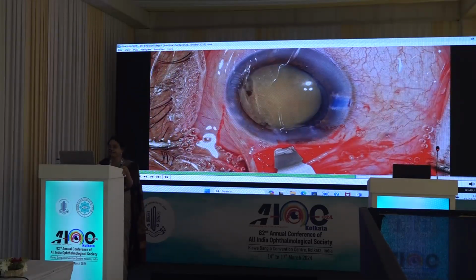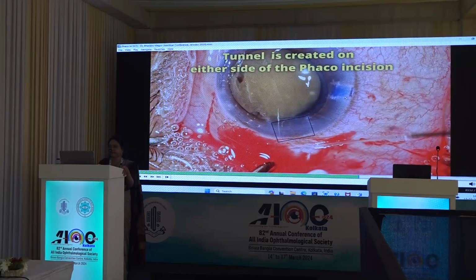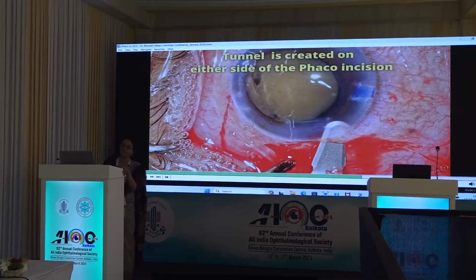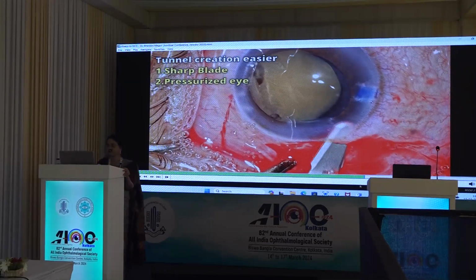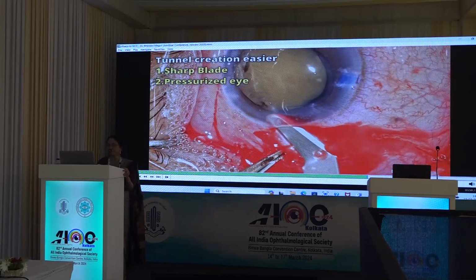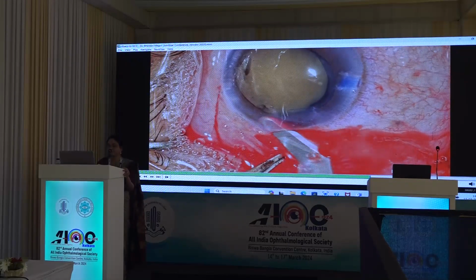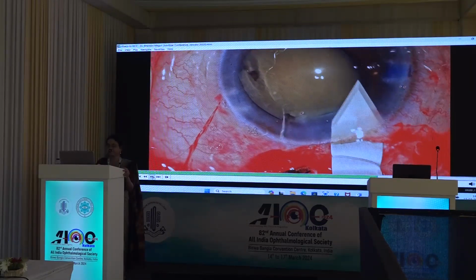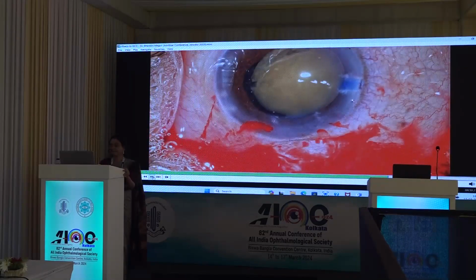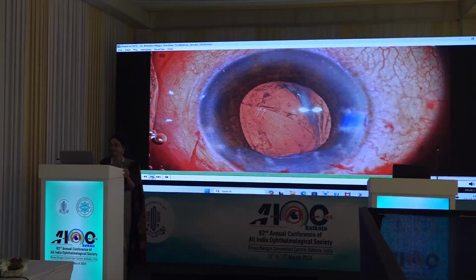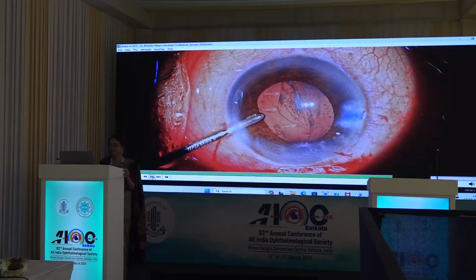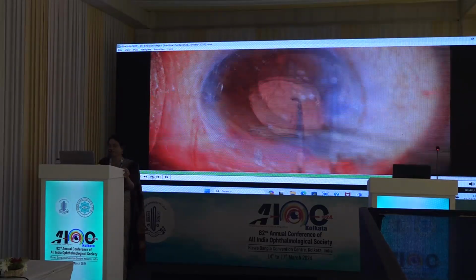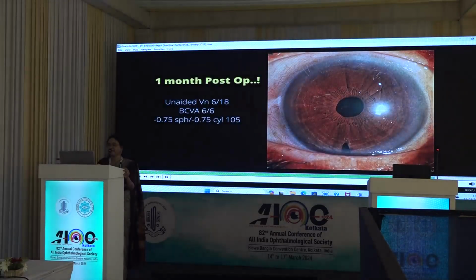And here the sclerocorneal tunnel is being fashioned. The nucleus is small. Within 2 minutes I'm finished. So these are the similar repetitive steps where again you have done a vitrectomy, the IOL is put into the sulcus, and finally the post-op outcomes are satisfactory.